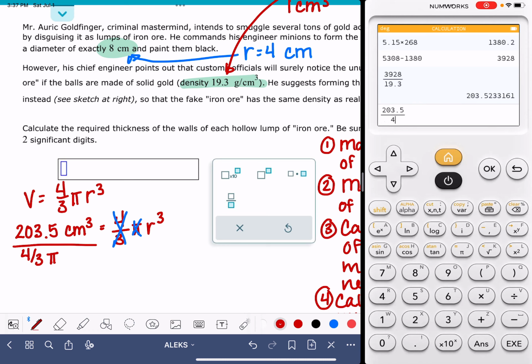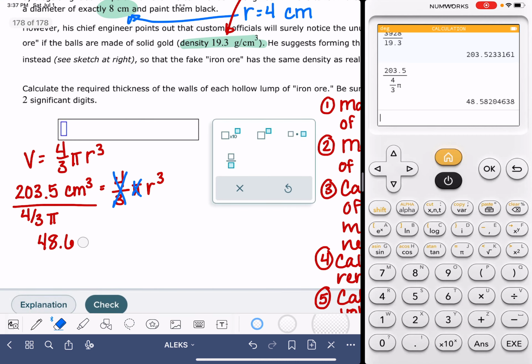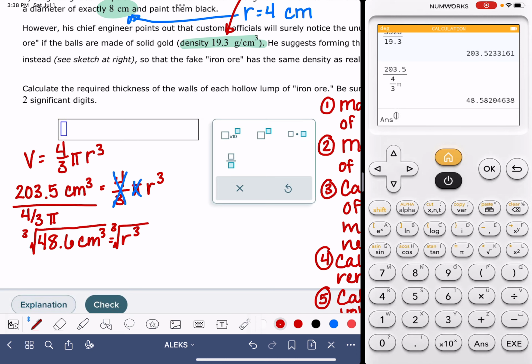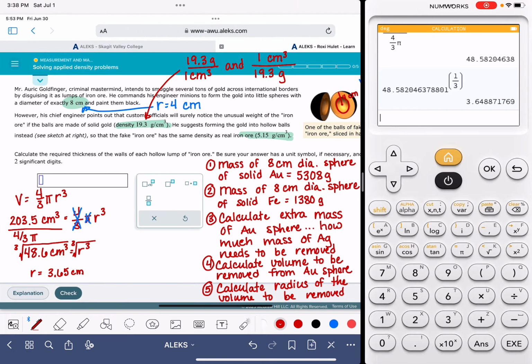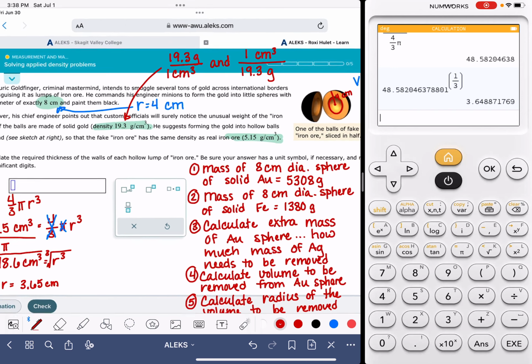203.5 divided by 4/3 pi gives us 48.6 centimeters cubed, which is equal to r cubed. To solve for the radius, we're just going to take the cube root of both sides of this equation, which is the same as raising it to the 1/3 power. The radius is 3.65 centimeters. And again, what I just calculated there is the radius of the portion that I need to remove.